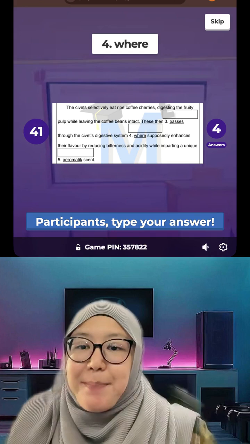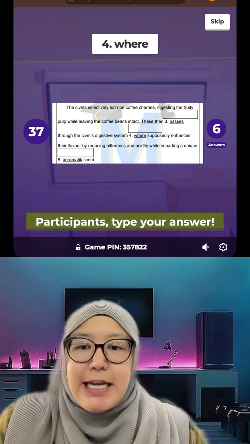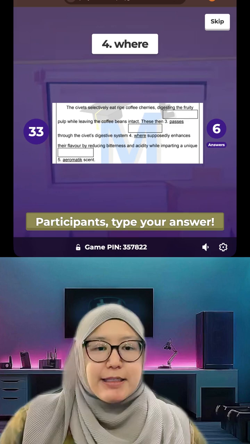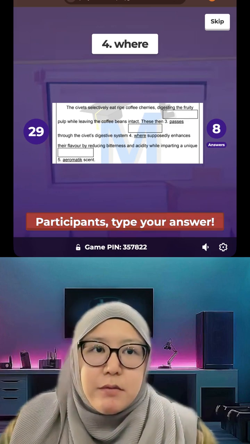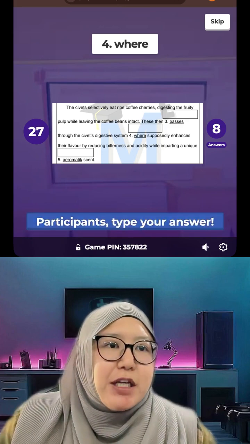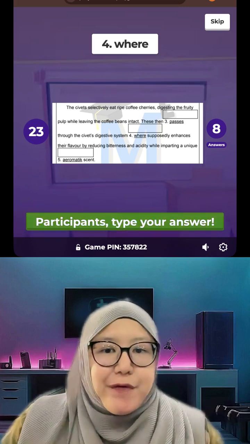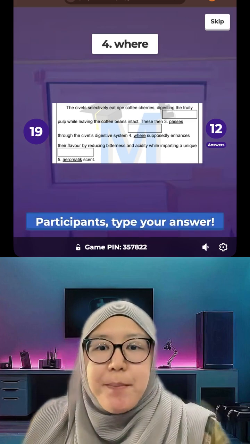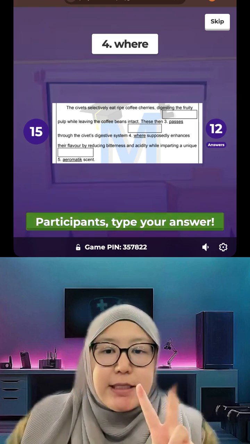Okay, these then pass through the civet's digestive system, where supposedly enhance their flavor by reducing the bitterness and acidity. Oh no, seems like we can't finish until the visual test comprehension because it's already 6:45. It's okay, we will try our best. So I believe for question number 4, we have 2 answers.